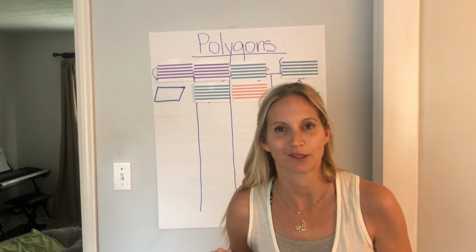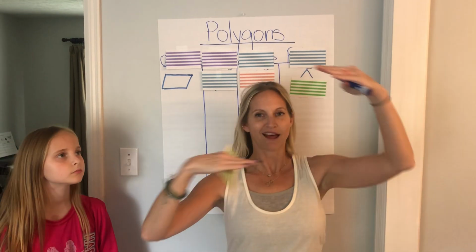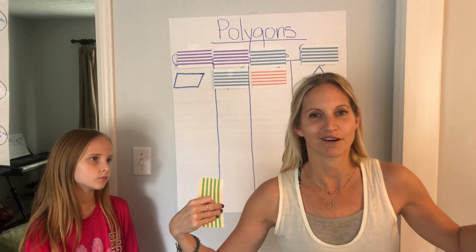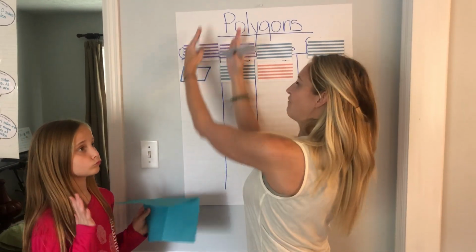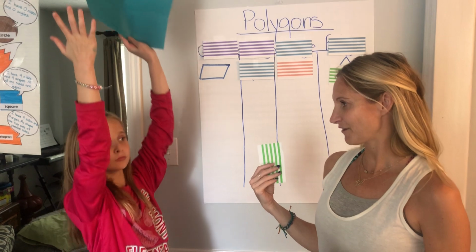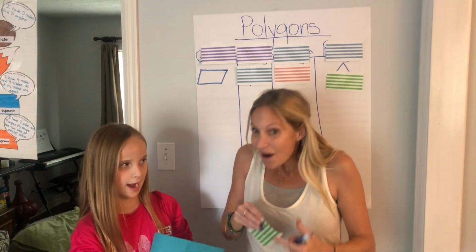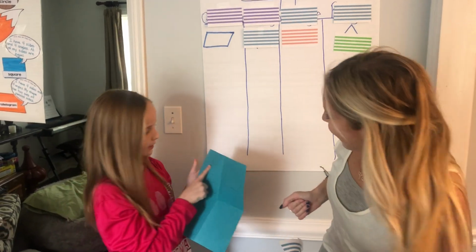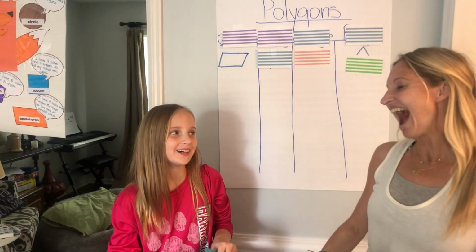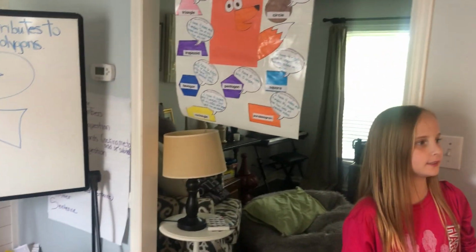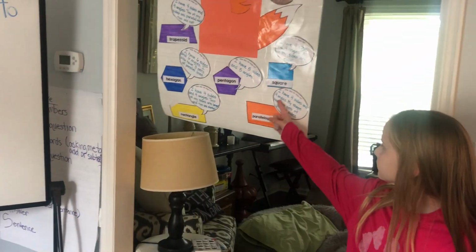Here's what my polygon looked like. I have 2 sets of parallel lines that would go on and on forever and never touch for mine. And then I have 2 other sets of parallel lines that would go on and on forever and never touch. What do you have, Caroline, for yours? I have a rectangle. So what does your shape say? I'm a rectangle. I have 4 sides and 4 angles. Great! Her shape is a rectangle.